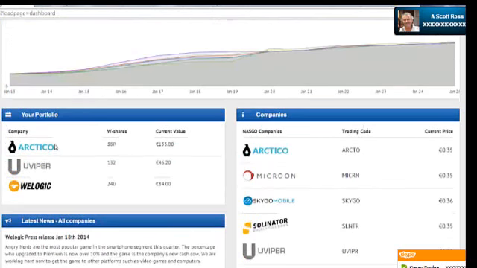Now, this individual has 380 shares of Artico stock worth 133 euros. He has UViper stock, 132 shares worth 46.2 euros, and Wellogic stock, 240 shares worth 84 euros.